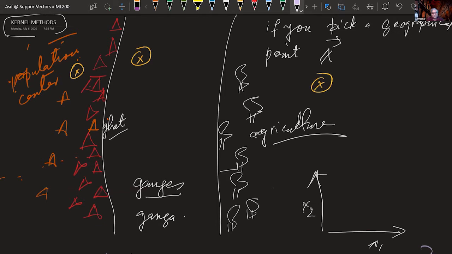Now, I'll pose you guys a puzzle. Why do you think this is true? It has nothing to do with machine learning, by the way. But I don't know if you ever observed it while traveling throughout the world, that population centers tend to be on only one side of the river.